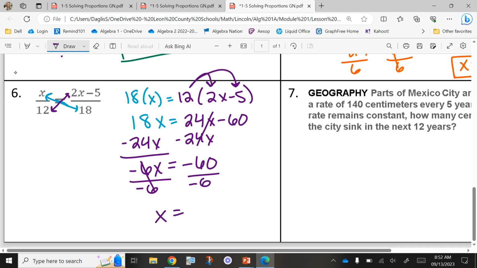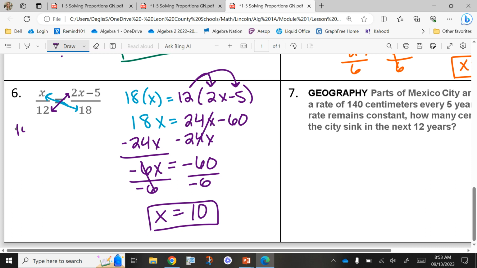So negative 60 divided by negative 6 gives me a positive 10. Negative over negative gives me a positive. 60 divided by 6 will give me 10. Okay. And again, you can plug things back in to test them if you're ever unsure if you did it right or not.